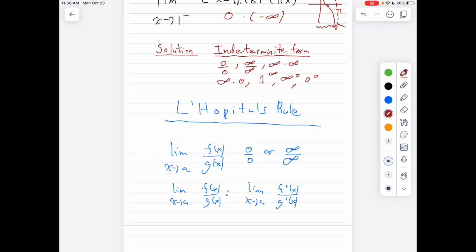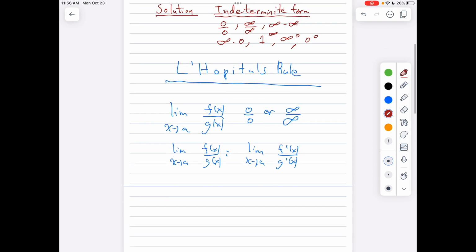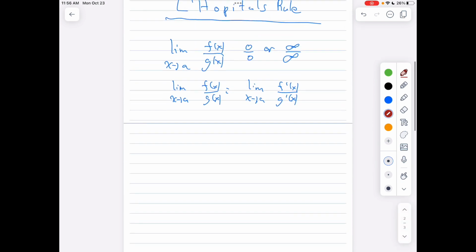And just as a review, what L'Hopital's rule says: if you take the limit as x approaches a number a of a ratio of two functions, and you get 0 over 0 or infinity over infinity, then the limit as x approaches a, where a can be a number or infinity or negative infinity, and can approach from the left or right, of f over g is equal to the limit of the derivative of f over the derivative of g as x approaches the value a. All right, so we're going to use that here.